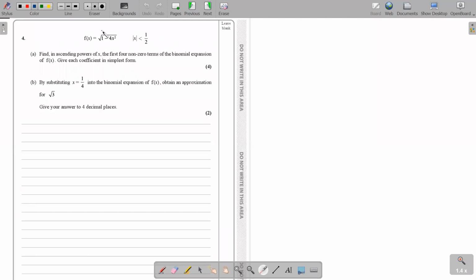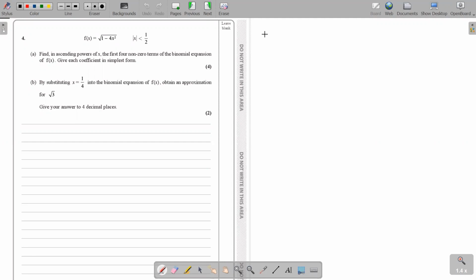Question number 4, f of x is equal to root 1 minus 4x square, and the set of x values that satisfy this inequality is given here: modulus x is less than half. So they are saying find, in ascending powers of x, the first 4 non-zero terms of the binomial expansion of f of x, giving each coefficient in simplest form. Okay, so what do we do here normally?